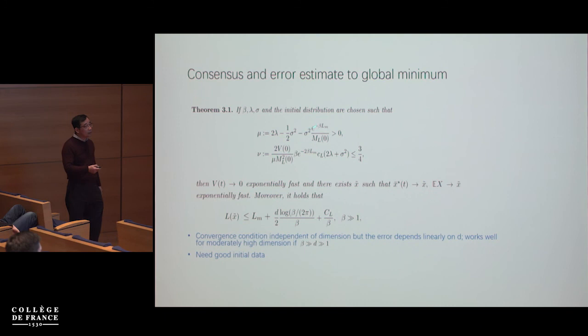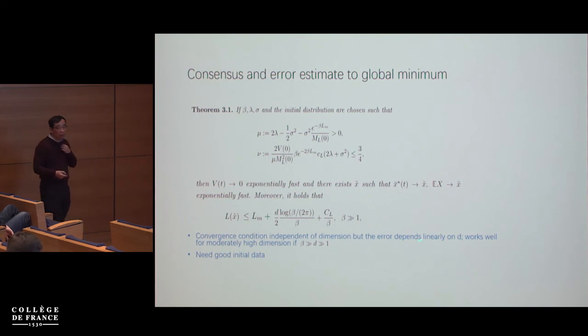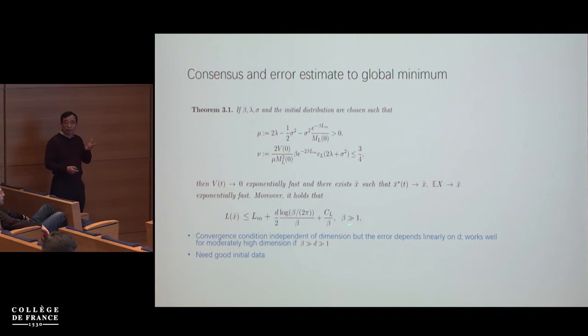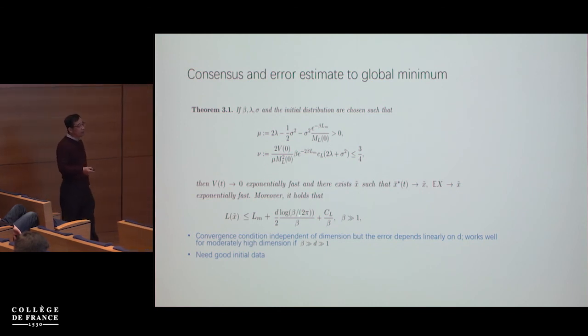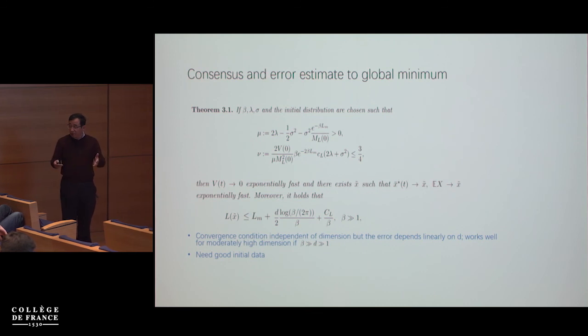So the convergence itself does not depend on dimension. However, the L, of course, does have this linear dependence on dimension. So this method works for moderately high dimension, not for extremely high dimension, at least in theory. Of course, these are sufficient conditions. Another constraint is that you need good initial data. Remember, I have to assume that the support of the initial Gaussian, the law, has to contain the global minimum.